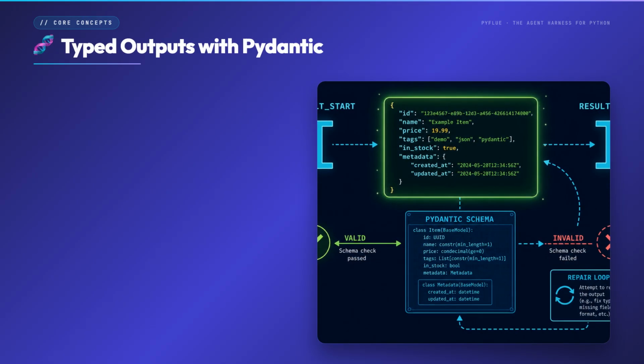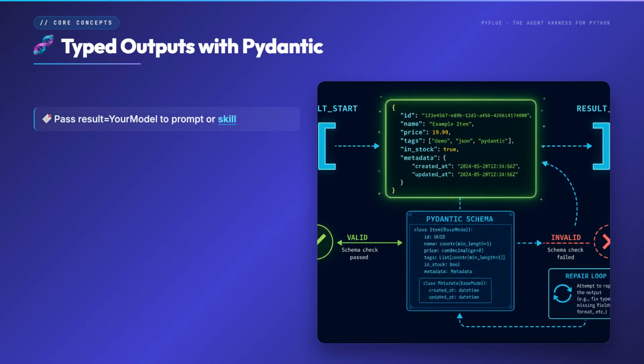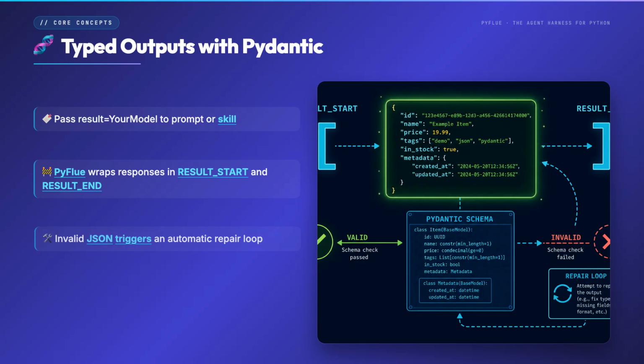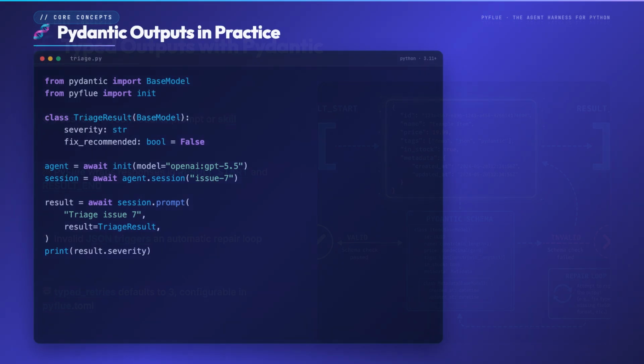Typed outputs are honestly one of the best parts of PyFlue. You pass result equals your Pydantic model into prompt or skill, and that's it. No manual parsing. Behind the scenes, PyFlue wraps the model's response between result_start and result_end delimiters, then extracts the JSON between them. If the JSON is malformed, an automatic repair loop kicks in and asks the model to fix it. The typed retry setting defaults to 3 attempts and is configurable in pyflue.toml, so you can tighten or loosen it per project.